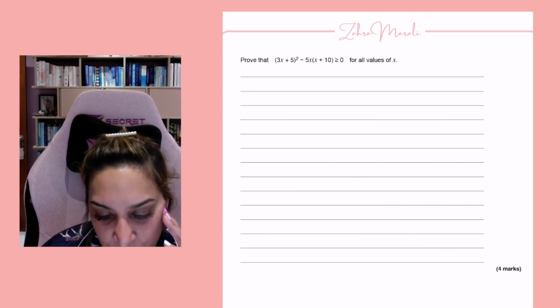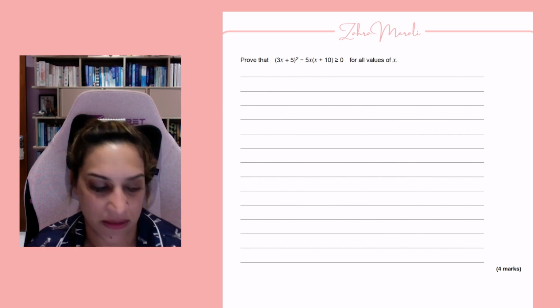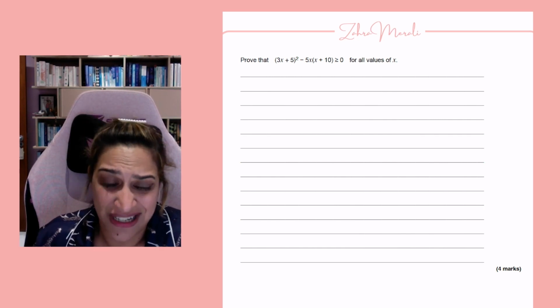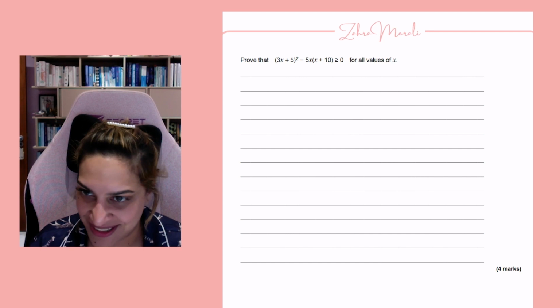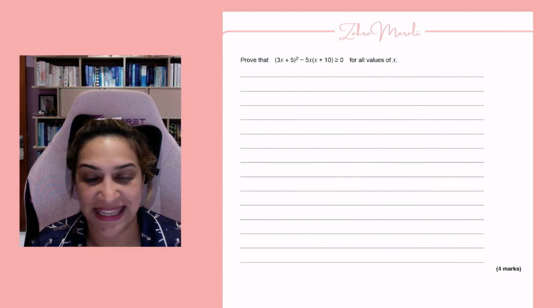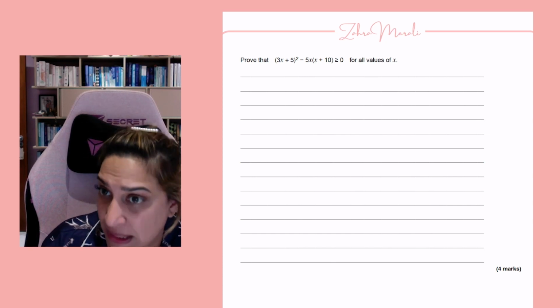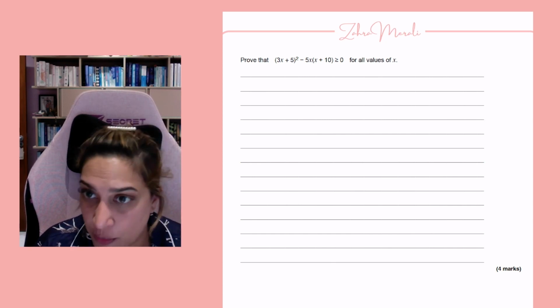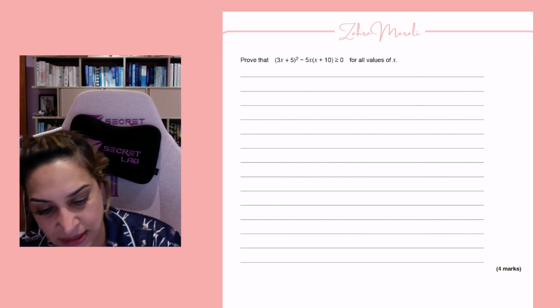Right, next one. Prove that something is always bigger than 0. So let's just start off by opening it all out, because as it stands, it's not going to be something we can work with. I'm going to open it out quite quickly. Pause this, try opening it out yourself and double check you get the same thing.